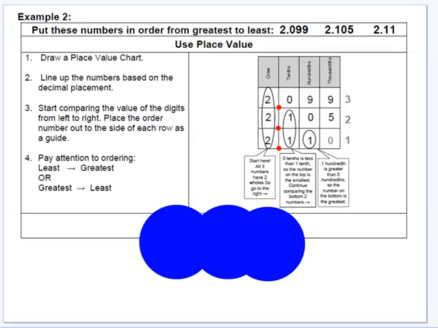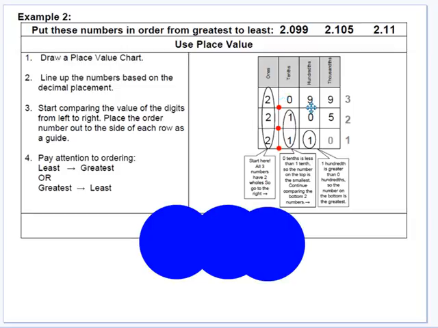Once we get our numbers into our place value chart, we start comparing from left to right. No matter what numbers we're comparing and putting in order, we put the numbers into the place value chart and we compare our place values from left to right, always. So every number has 2 ones. 2 of our numbers have 1 tenth, and then one has only a 0 tenth. So this one with the 0 tenths is going to be the last one in our line. It's the smallest value. 1 is bigger than 0.